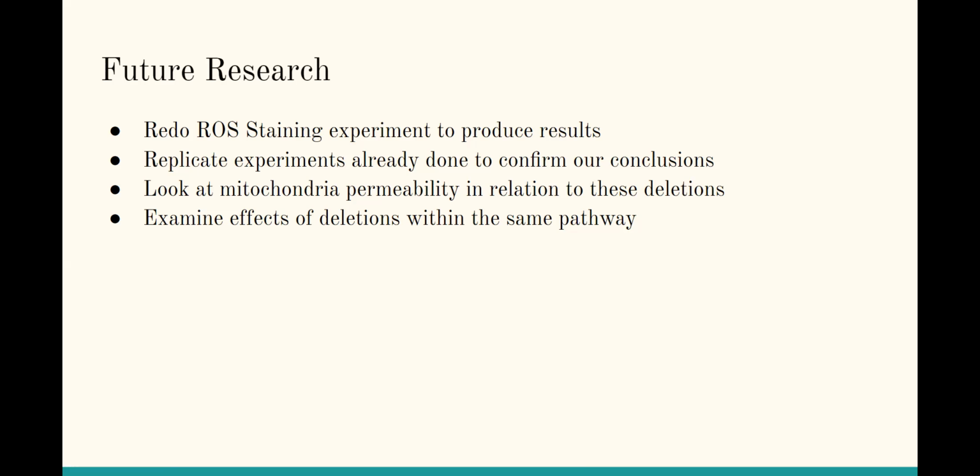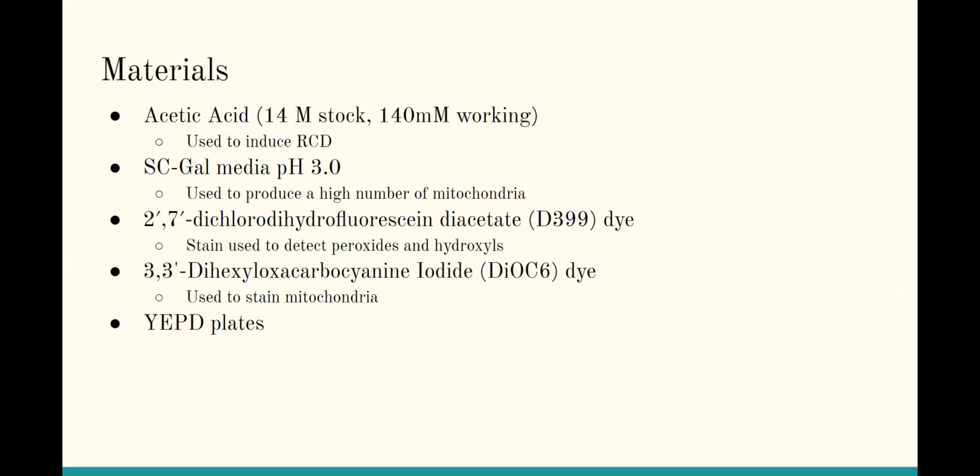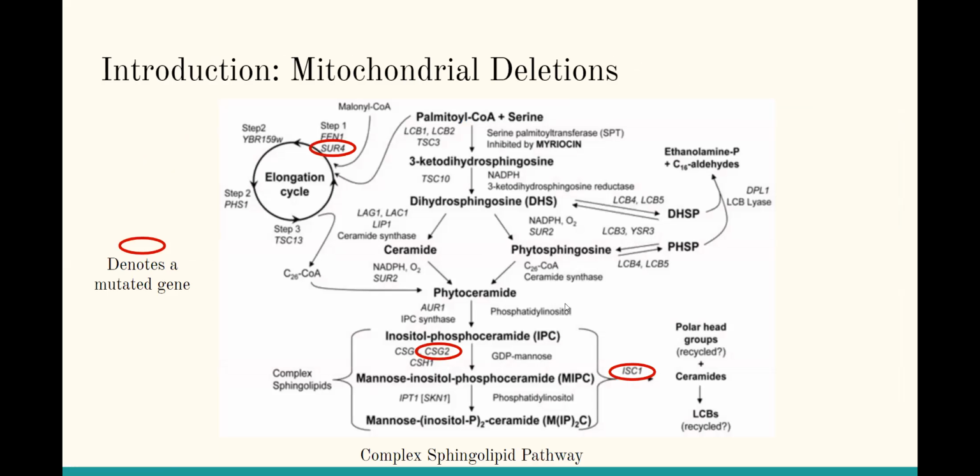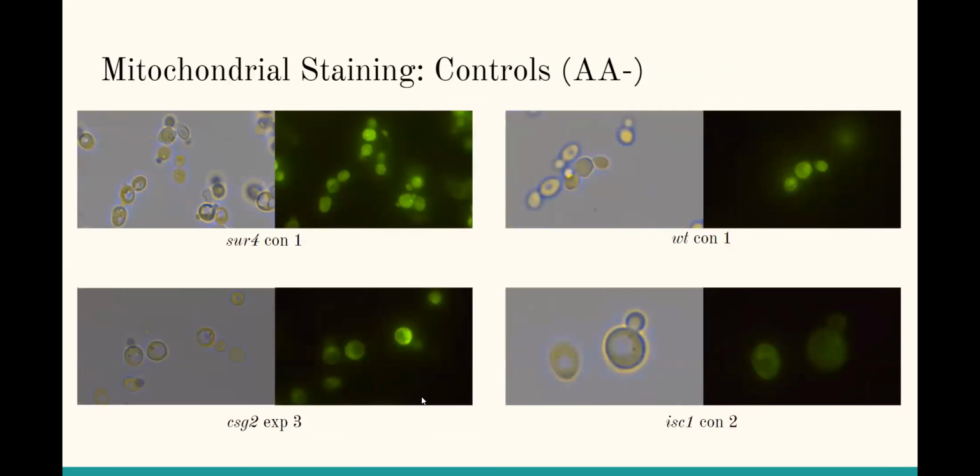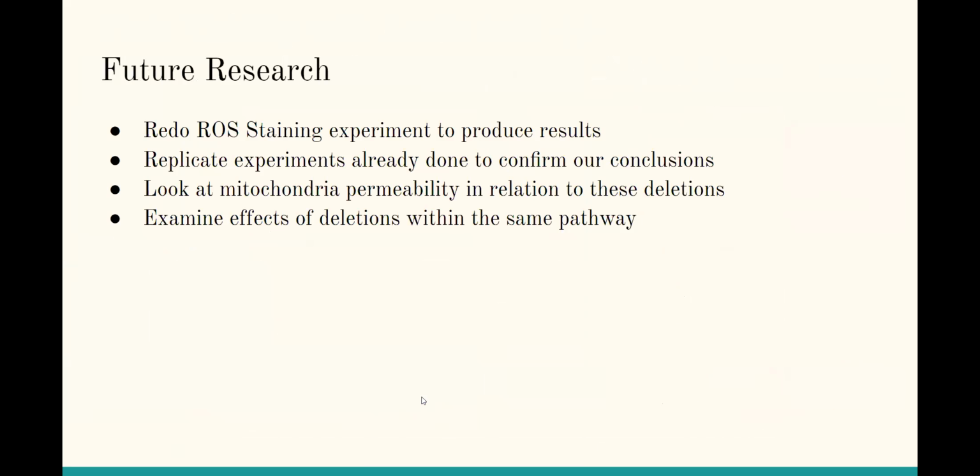And then something else we could do is examine effects of deletions within the same pathway. So if you flip all the way back to the pathway here, what would happen if we deleted SIR2, or if we deleted LIP1 or IPT1? How would that affect sphingolipid production and ultimately regulated cell death and CDR?